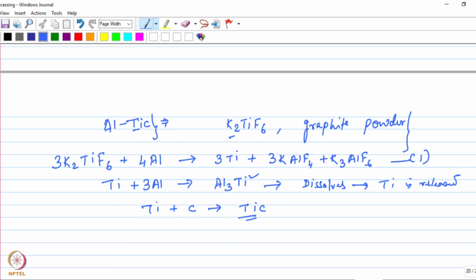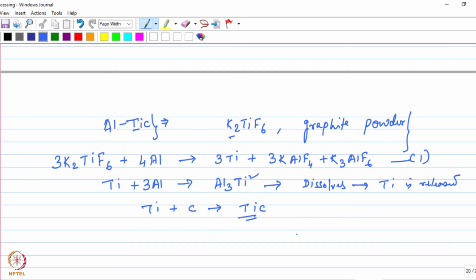Unless and until the titanium is released from this Al3Ti, you won't get this TiC forming completely. And it is also desirable that you do not have the presence of Al3Ti and have only TiC particles, because Al3Ti is an intermetallic and this is a brittle material, so it will affect the mechanical properties, particularly the ductility. So the temperature and time of the reaction have to be controlled to make sure there is no Al3Ti and only TiC is forming.